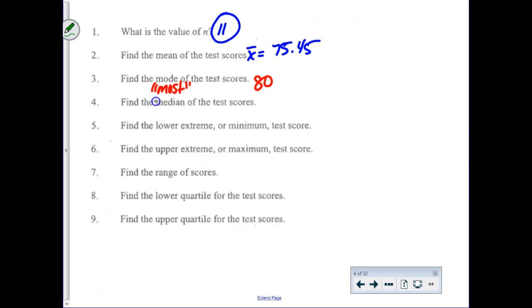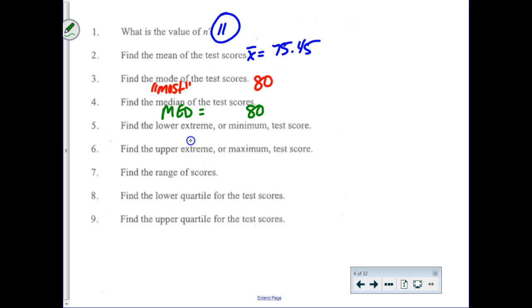The median was given to you on your calculator. They called it MED. What was it? It was 80 as well. So that's interesting. What we're looking at are the measures of central tendency. Mean, median, and mode are measures of central tendency. And the closer they are together, the less weird your data is. So unfortunately for us, our mean and our median are really not that close together. I mean, they're 5 percentage points off. That's kind of a lot.